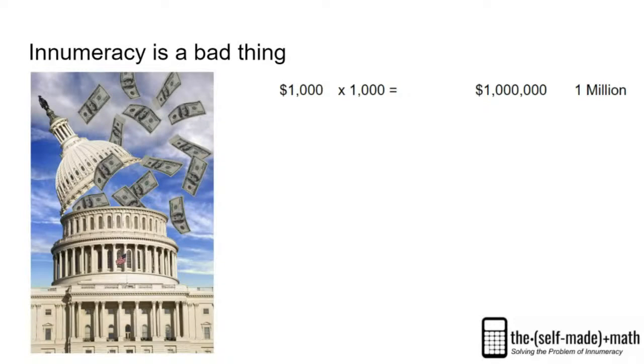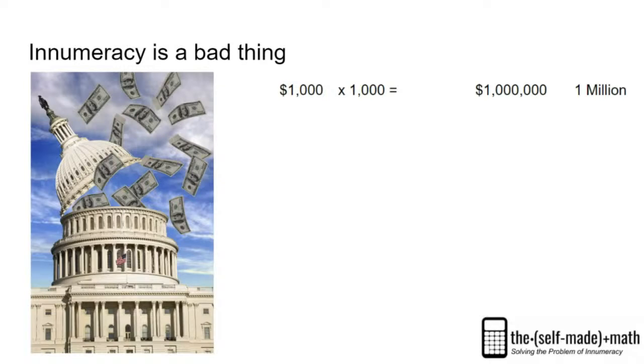So when we think about big numbers, there's no better place to go than the federal government. But let's start very, very small here for a minute. We can all probably think about $1,000. If we took $1,000 and multiplied that by 1,000, we would end up with $1 million. Okay, everybody figures that's straightforward enough, but let's put a little context around that.